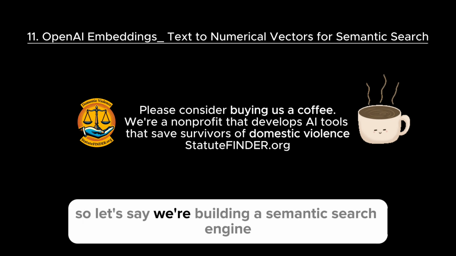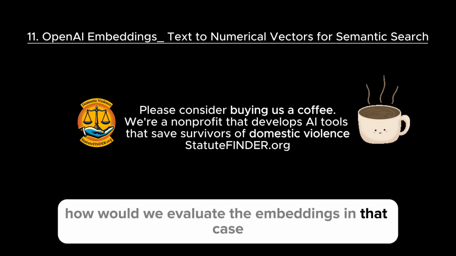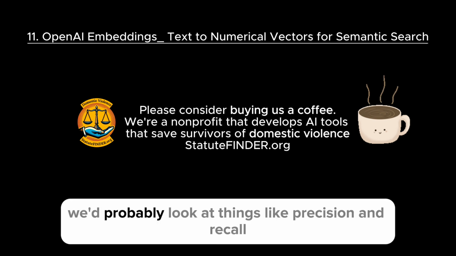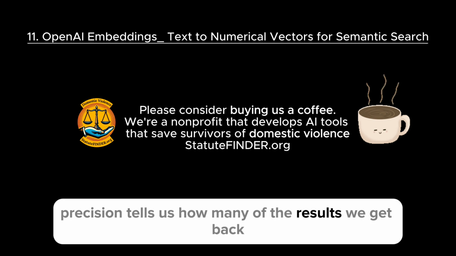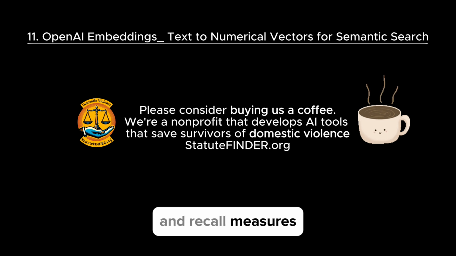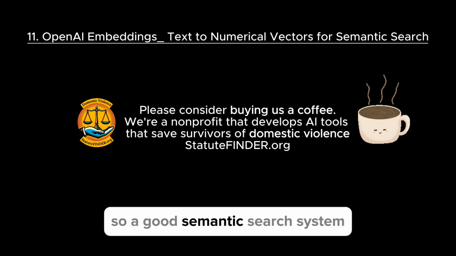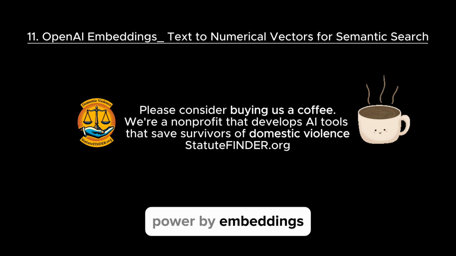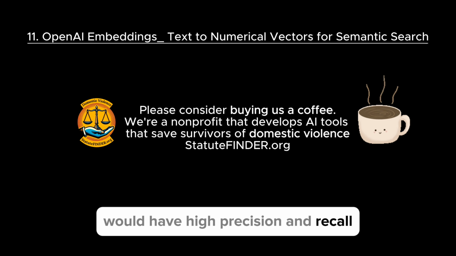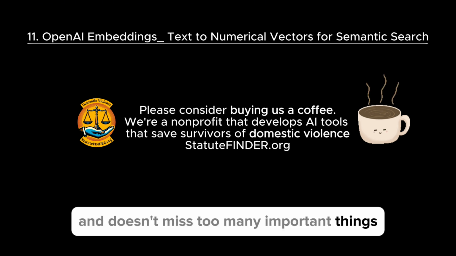Okay, that makes sense. So let's say we're building a semantic search engine. How would we evaluate the embeddings in that case? For search, we'd probably look at things like precision and recall. Precision tells us how many of the results we get back are actually relevant to what we searched for, and recall measures how many of the truly relevant things we actually find. So a good semantic search system, powered by embeddings, would have high precision and recall, meaning it finds a lot of the right stuff and doesn't miss too many important things.